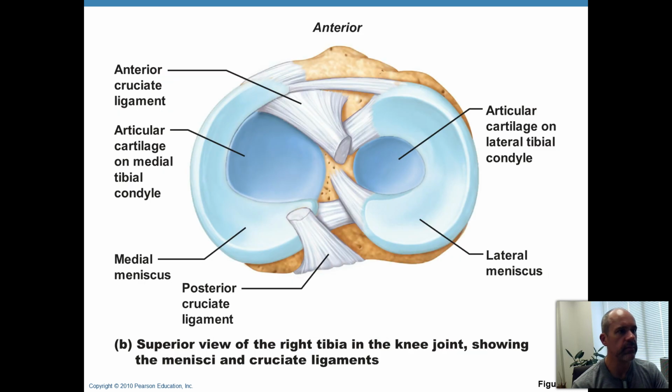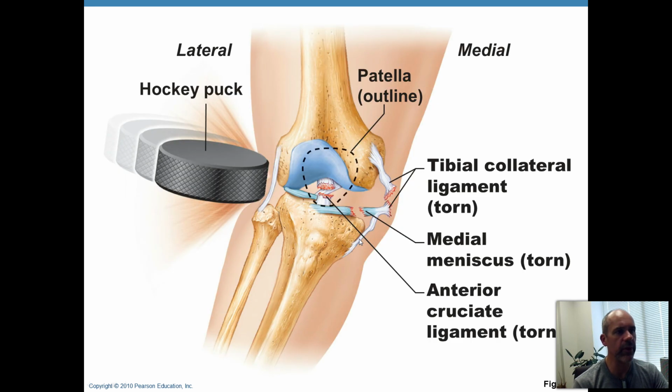Okay. Yeah, and here's another view from your textbook looking down on top of the tibia. There's your tibial tuberosity right there, that little bump. And here's your lateral meniscus, and here's the one on the medial side, and there's your posterior cruciate ligament, and there's your anterior cruciate ligament, or your ACL, and they've shown those cut open for you.